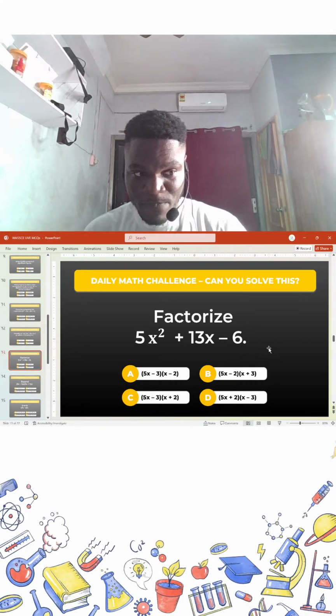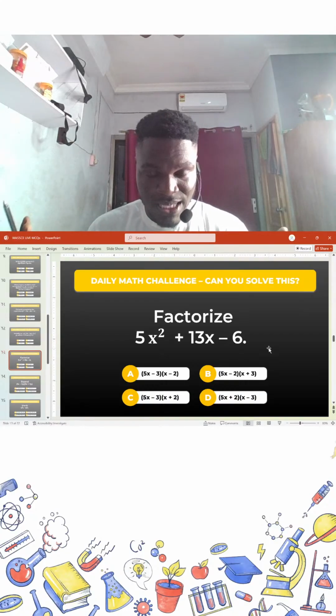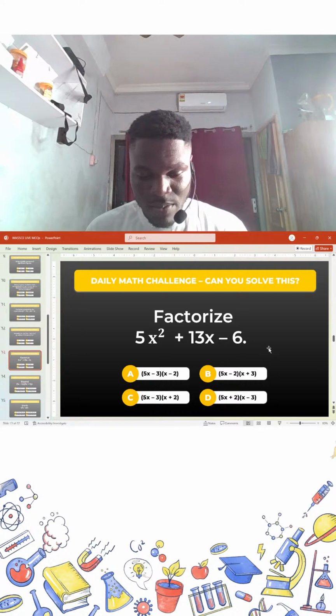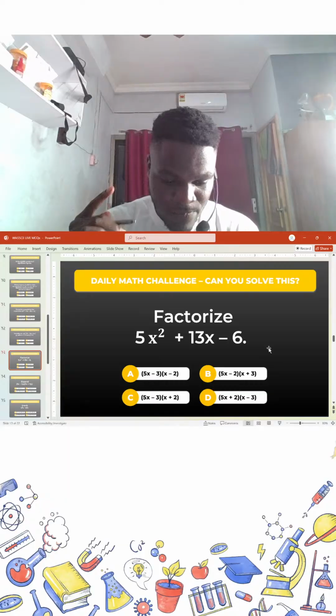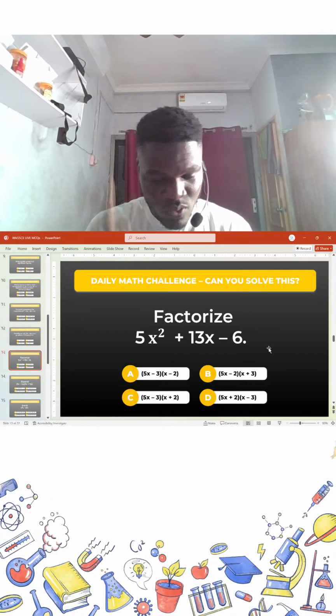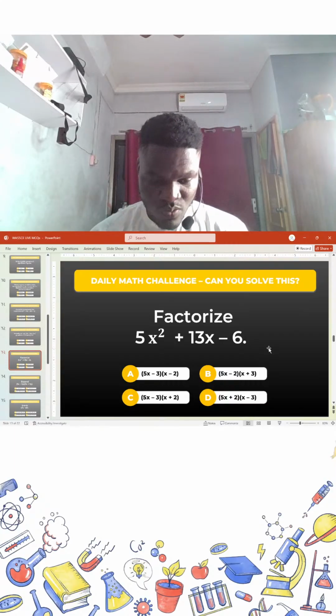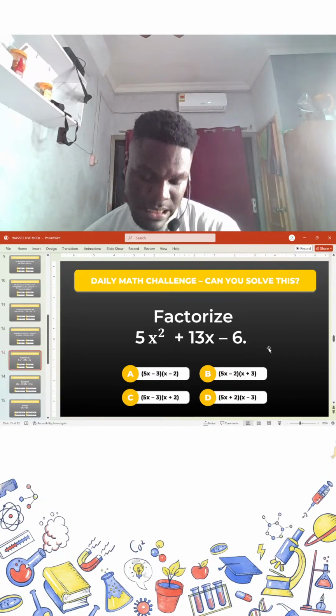So I look at two numbers that if I multiply, they will give me 30, but if I add or subtract, they give me positive 13. So I'm thinking about 15 and 2. Okay, so positive 15, negative 2. If you multiply them, you get negative 30. But if you add positive 15 and then negative 2, you get positive 13 in the middle. So it means my factors in this case will be 15 and 2. So use that to break it down. So you now have 5x squared plus 15x minus 2x minus 6.